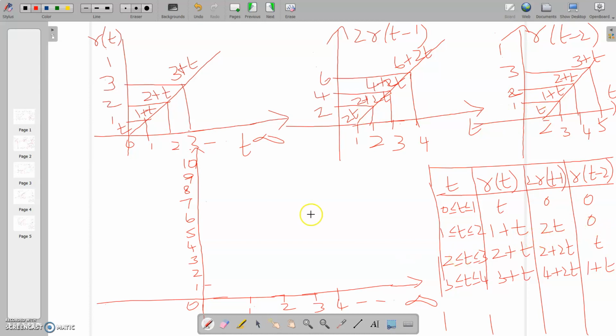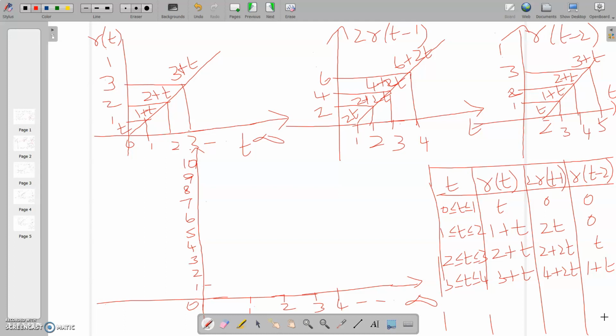So you have represented that. For 2 to 3 it is 2 plus t, and then here it is 2 plus 2t, and then here it is just t. So you have represented in the tabulation. And then for 3 to 4 it is 3 plus t, here it is 4 plus 2t, here it is 1 plus t. So anyway the signal will be continuing up to infinity, but it is not necessary to represent the signal for all the durations. Some 2, 3 or 4 durations you can take and represent the signal.